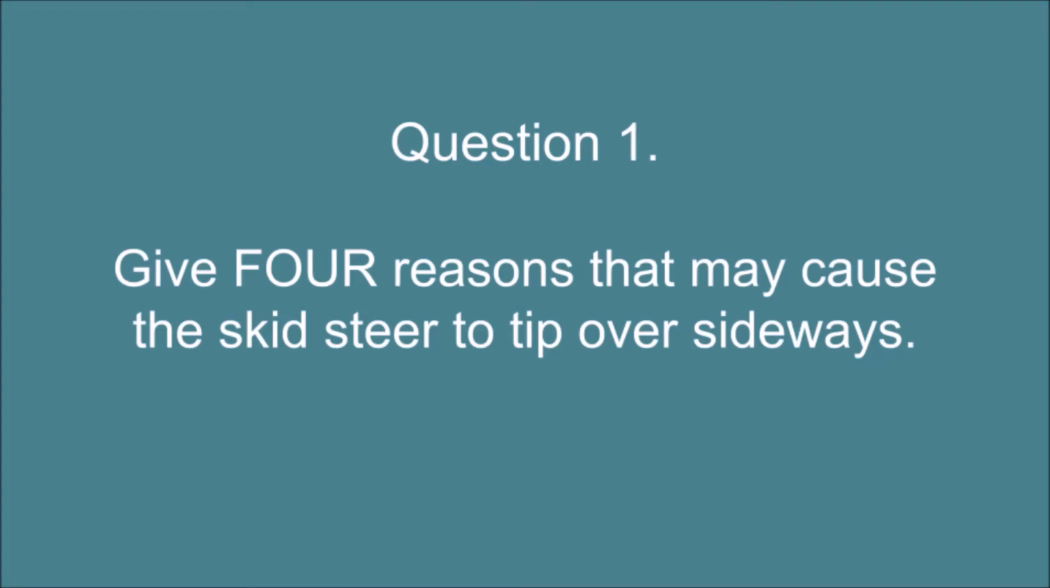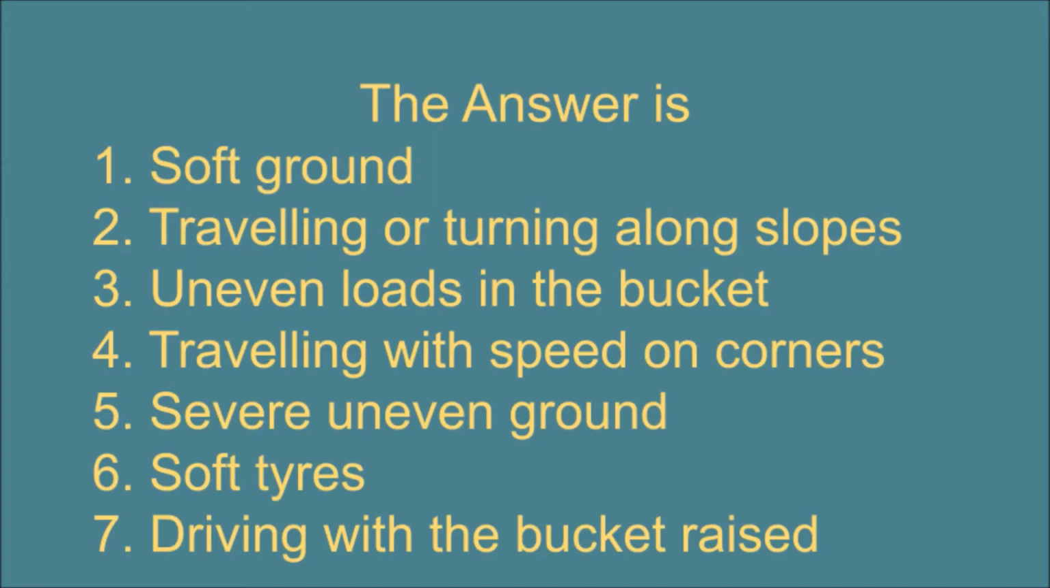Question 1. Give 4 reasons that may cause the skid steer to tip over sideways. The answer is 1. Soft ground. 2. Traveling or turning along slopes. 3. Uneven loads in the bucket. 4. Traveling with speed on corners. 5. Severe uneven ground. 6. Soft tires. 7. Driving with the bucket raised.